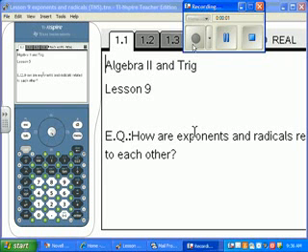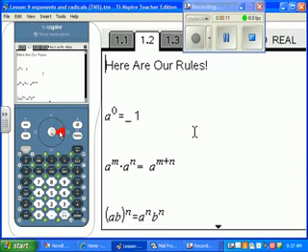Exponents and radicals related to one another. So this should be reviewed from 9th grade algebra. Most of this should be familiar, so we should be able to run through it relatively quickly. Okay, next page.